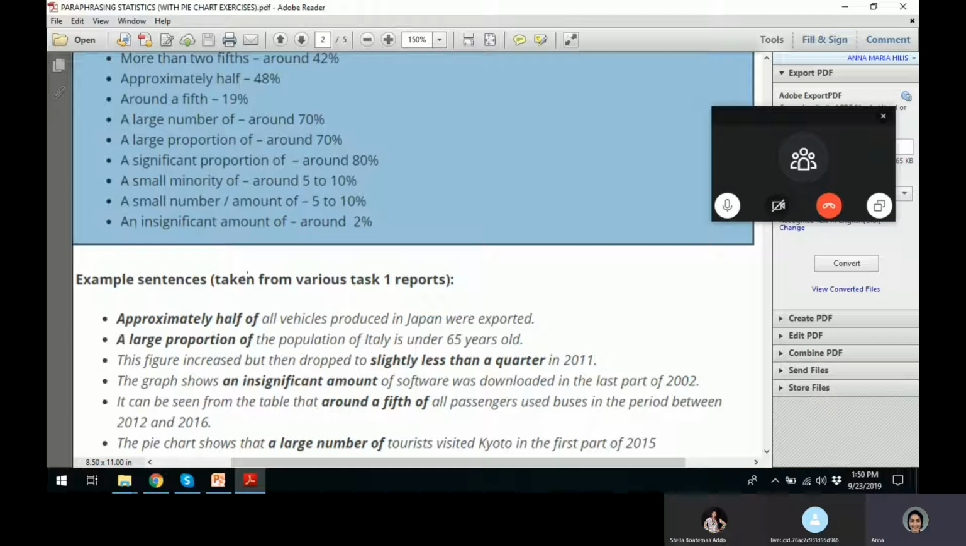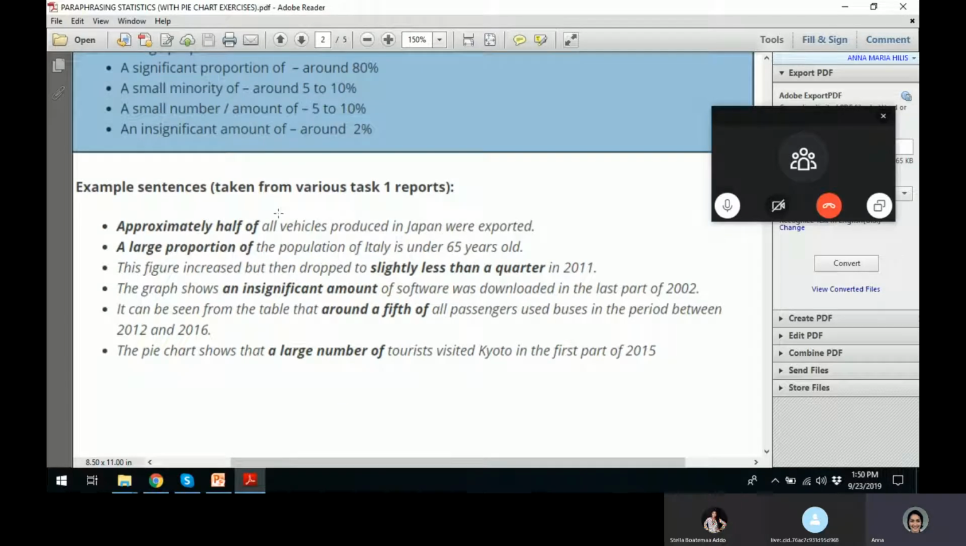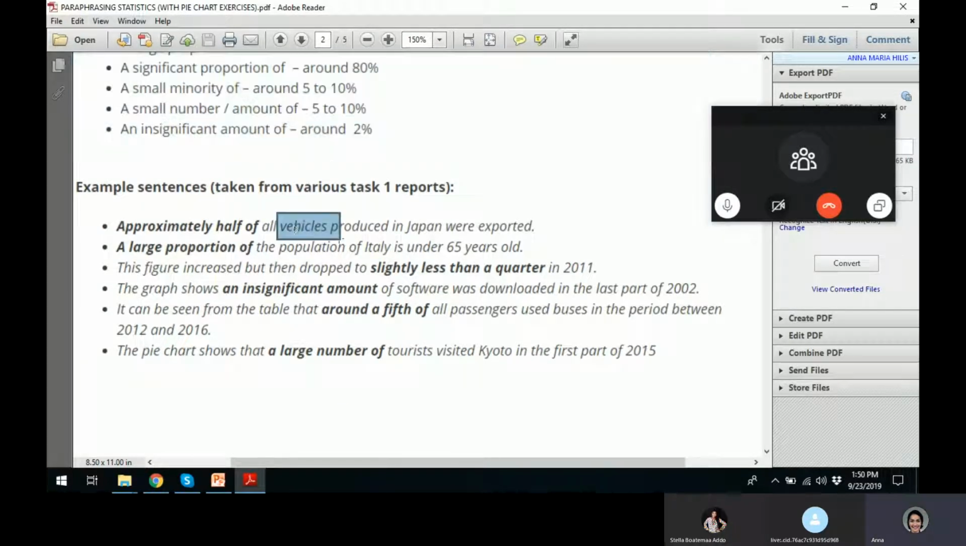Vehicles are count nouns. What else? Population. Do we say an amount of population or a number of? But of course, you have to choose. For population, we usually say proportion of. A large proportion of the population. And so on. So here are more sample sentences.